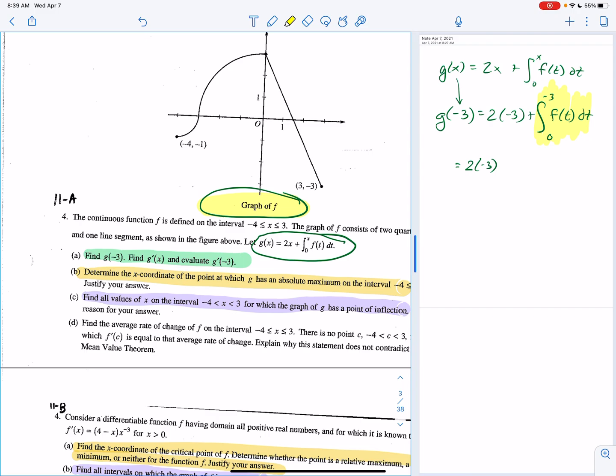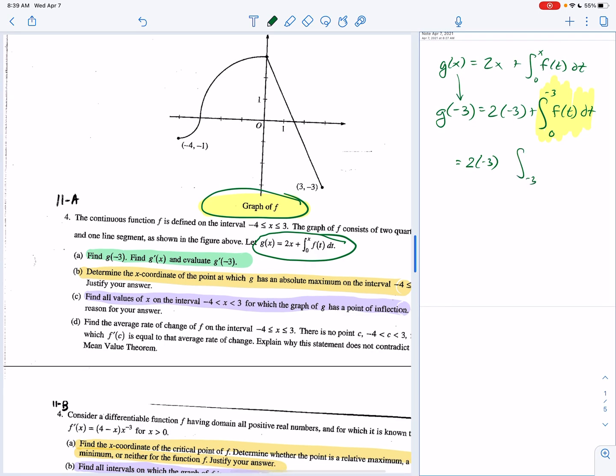When you're integrating, you're really finding the area under the curve. So in this case, from 0 to -3. That looks a little bit weird because the bounds are backwards. So I'm going to put it back to normal because the smaller numbers should be at the bottom. Remember, you can flip your bounds as long as you account for a negative. So here I have 2 times -3 minus something. I need to find the area from -3 to 0.